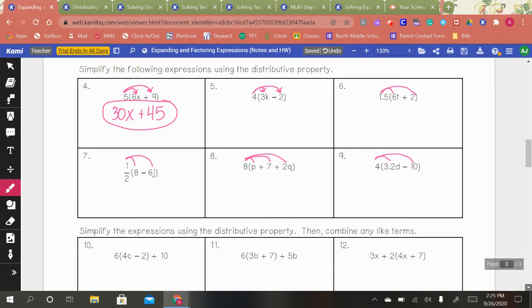Number 5, 4 parentheses 3k minus 2. 4 times 3k is going to be 12k, and 4 times 2 is 8. 12k and 8 have no like terms. You cannot combine them together.